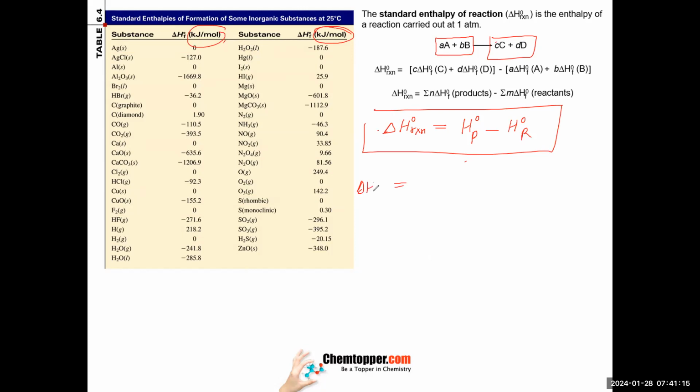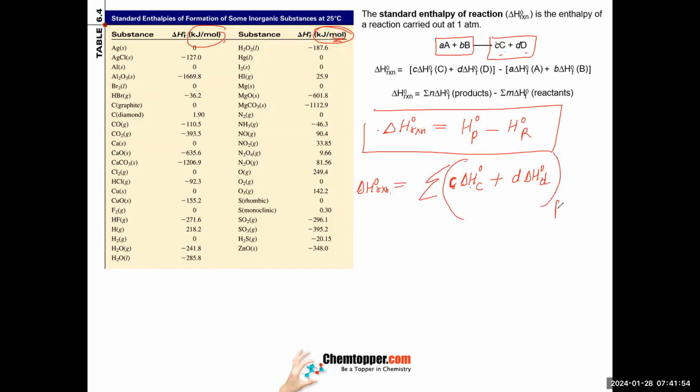Then delta H naught of the reaction is a summation. Summation means you are going to add the enthalpies of formation of C. C can be any compound, multiplied by its coefficient, because these values are per mole. If there are c moles, I'll multiply it. Plus delta H naught formation of D, put it in parentheses. Add them.